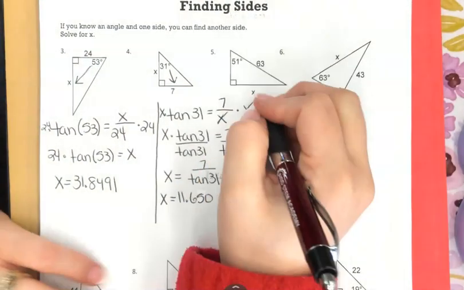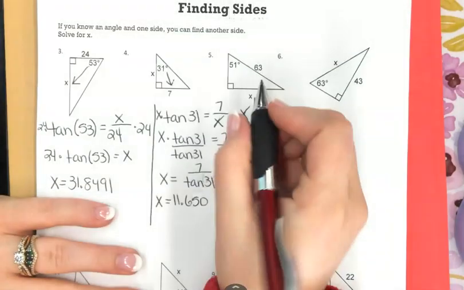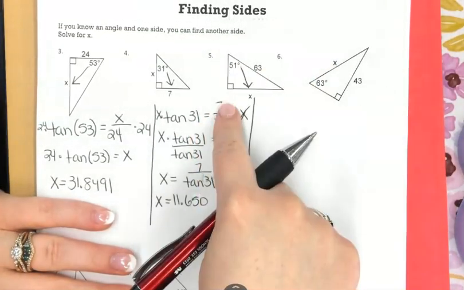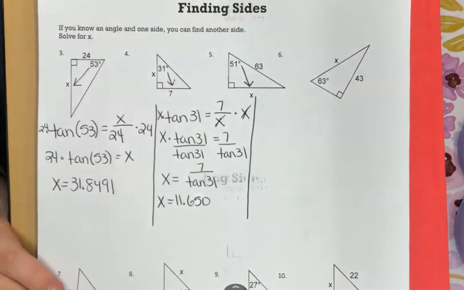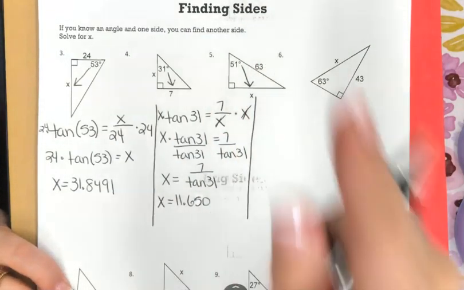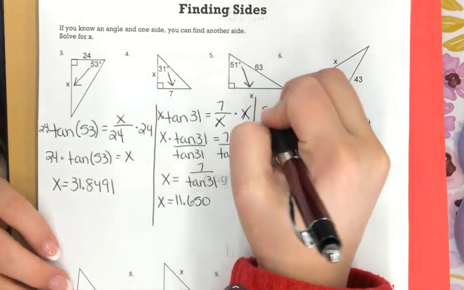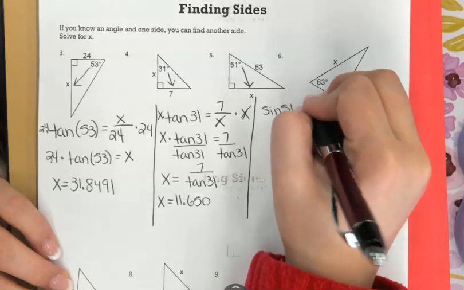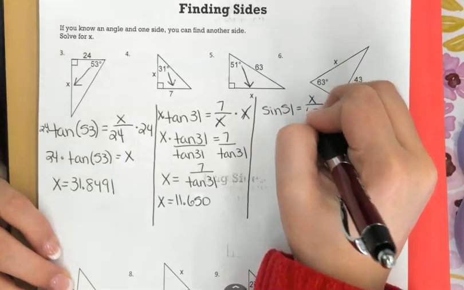Okay, moving on to 5. This is my reference angle 51. I'm looking for my opposite side and I'm given the hypotenuse. The ratio that uses opposite and hypotenuse is sine. So the sine of 51 degrees is going to be equal to opposite x over hypotenuse 63.